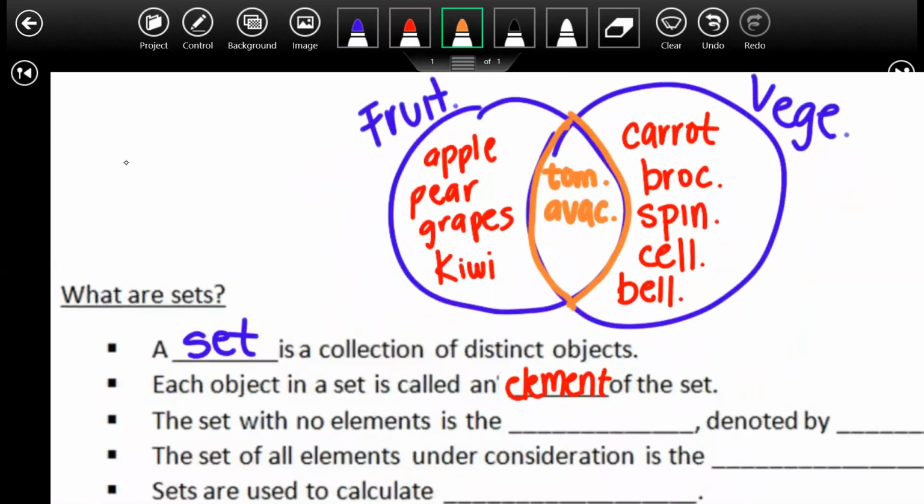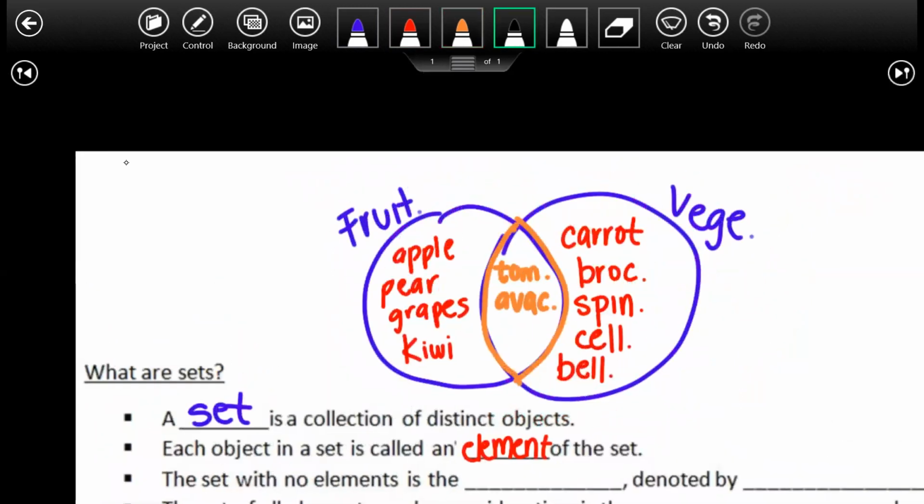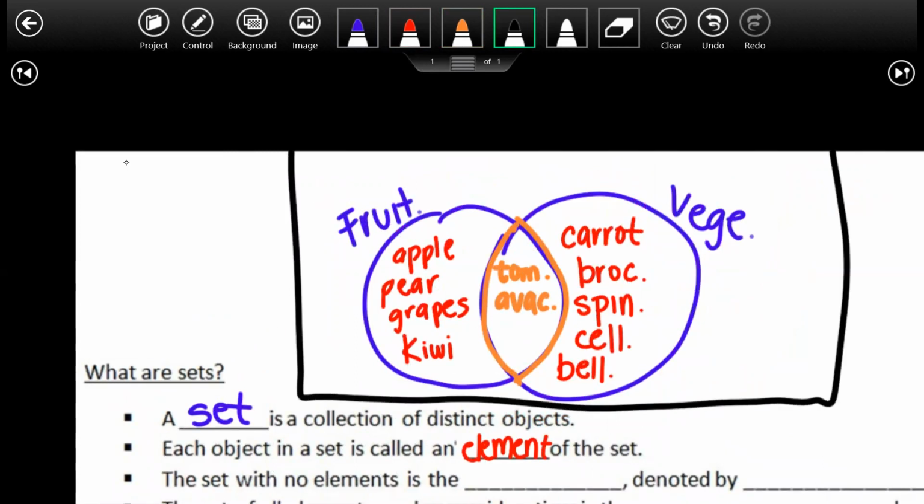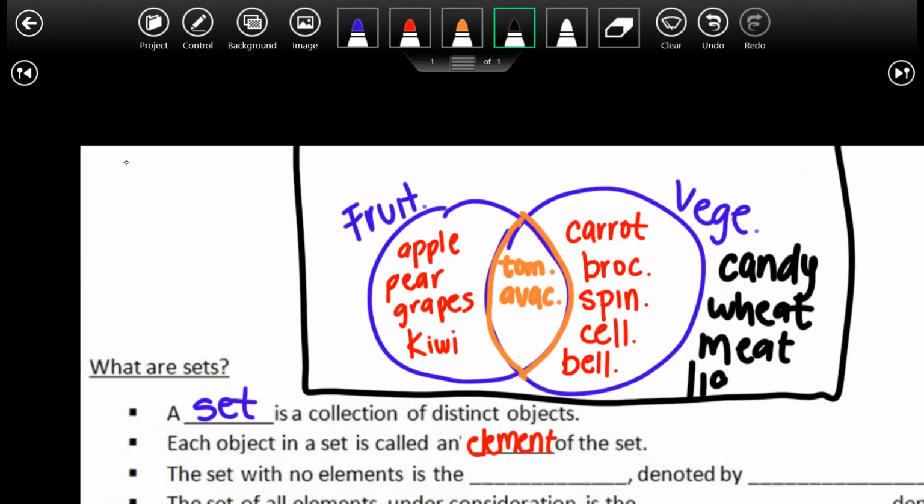Now, if we're looking at this overall set, this outside thing, we also want to be able to put in things that are not fruits and vegetables. What is not a fruit or vegetable that we consume? Candy. I'll accept that. What's another thing? Wheat, bread, grains. Meats. Liquids. Dairy products, whatever.